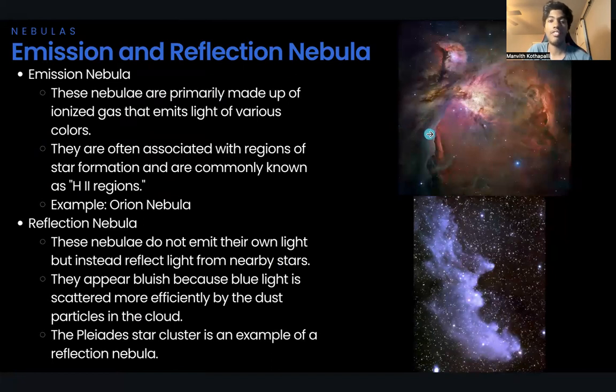The next nebula is a reflection nebula. These nebulas do not emit their own light, but instead reflect light from nearby stars. They appear bluish because blue light is scattered more efficiently by dust particles in the cloud. The Pleiades star cluster is an example of a reflection nebula.